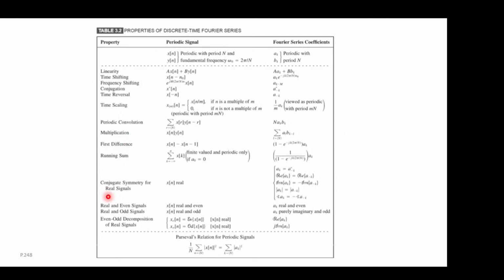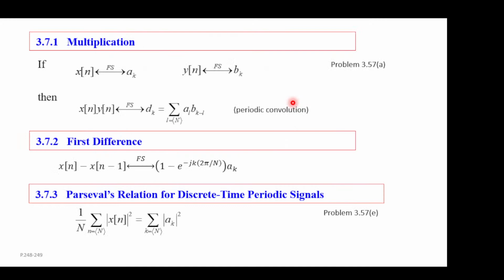So here is a listing of all the properties just like before. We had table 3.1 for continuous time, and now we have table 3.2 for discrete time. So you can see them here. Let's not go over them one by one because they are very similar to continuous time, and just a few of them are a bit different. So multiplication, although the ideas are still pretty similar.